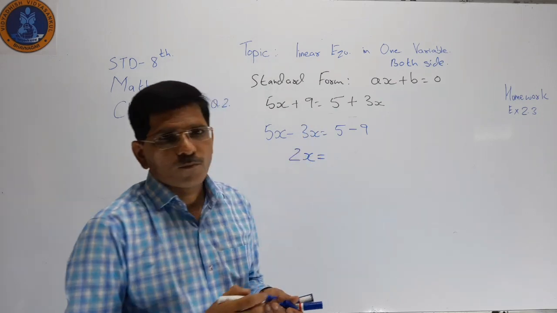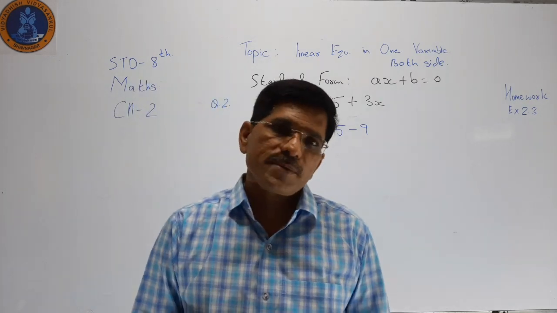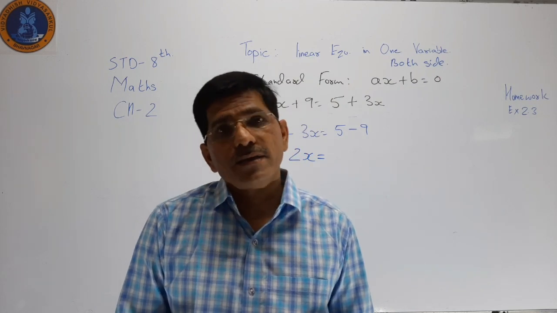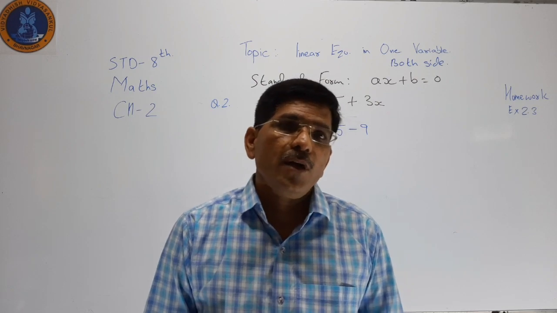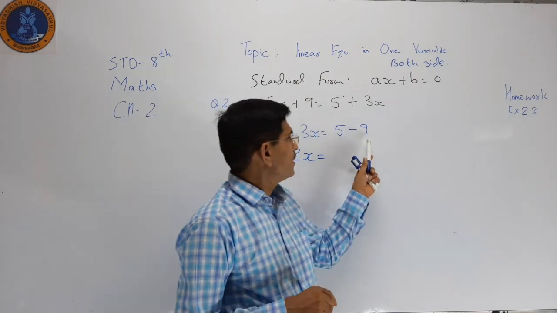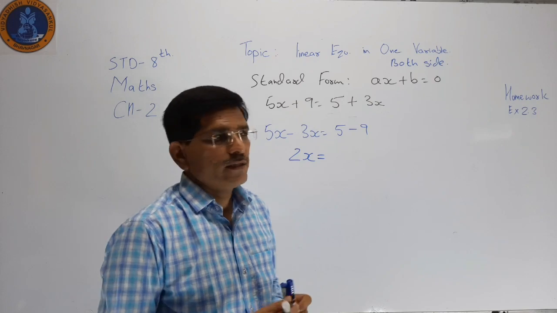Again same, difference of sign, do subtraction. Plus 5 minus 9, answer is 4. But which sign do I have to put? The bigger term is 9, so I have to put the negative sign of it, that is minus 4.